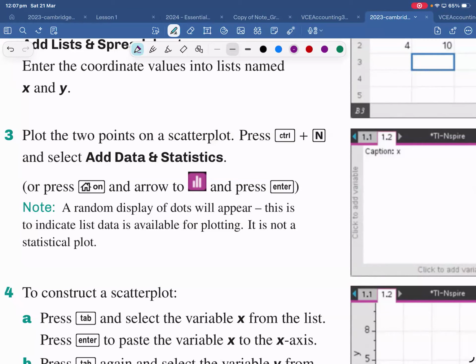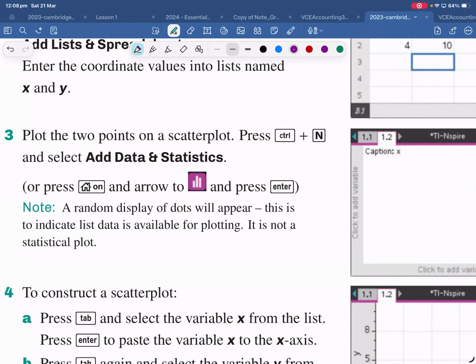So yes. Basically, did you go to control N and data statistics? Yeah, I did that, but then it tells me to save it and then it just disappears. Did you get the plotting? No.